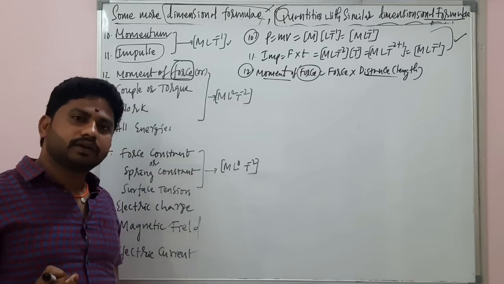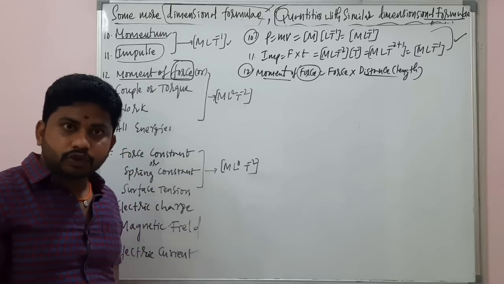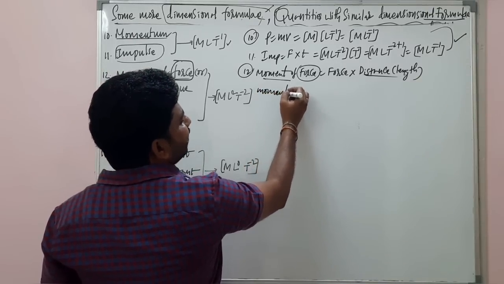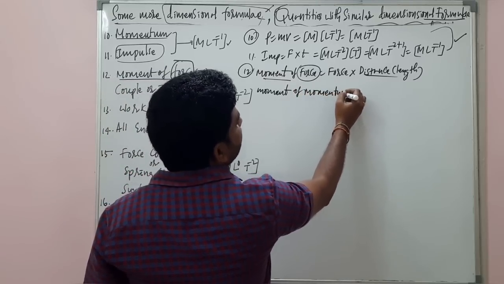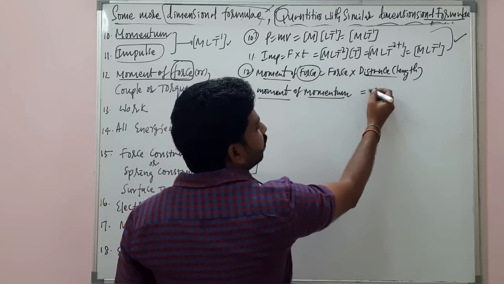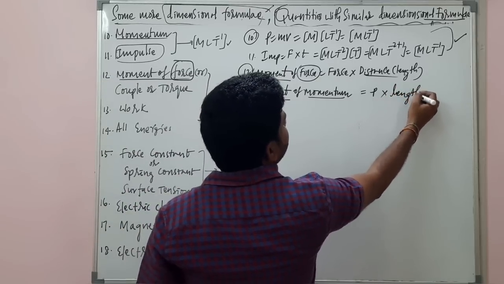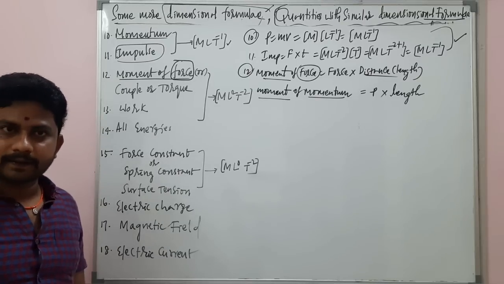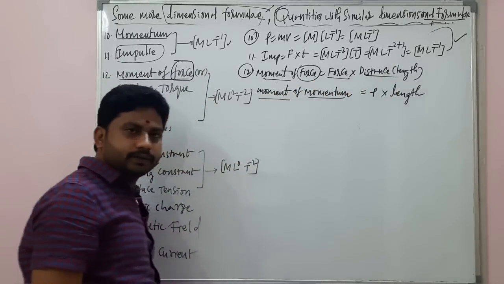Understand? If I write moment of momentum, momentum will be multiplied by length. A simple example I am giving: moment of momentum. Any physical quantity, if you add moment, whatever the quantity we have, such as momentum, must be multiplied with some length. That's it. Moment of moment. Clear? Moment of force is force into length.